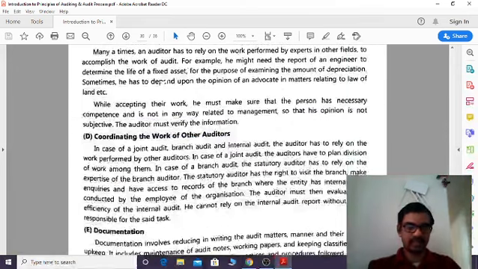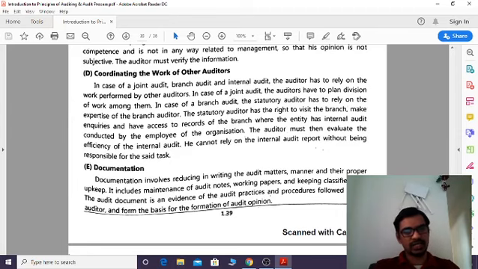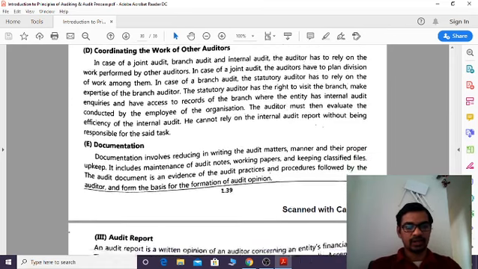Then, coordinating the work of other auditors. The auditor has to coordinate the work of the other assistants. The auditor has to take a regular review of each and every assistant's and clerk's work. And if they have any query regarding any situation, the auditor has to guide them. It means the auditor has to coordinate all their work, and then timely perform the audit work.